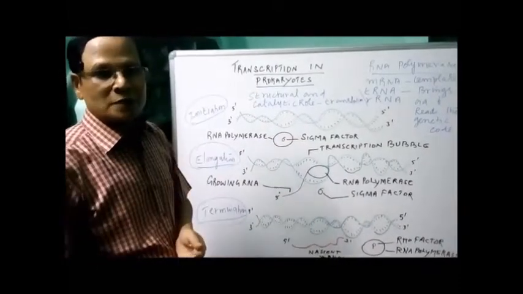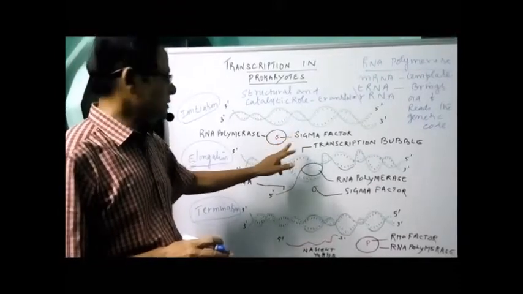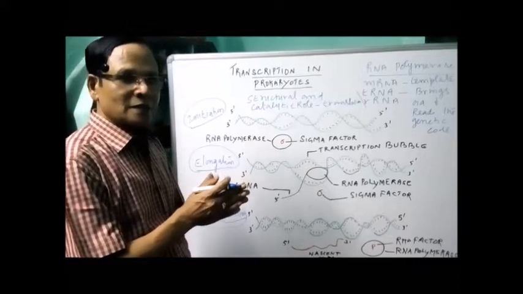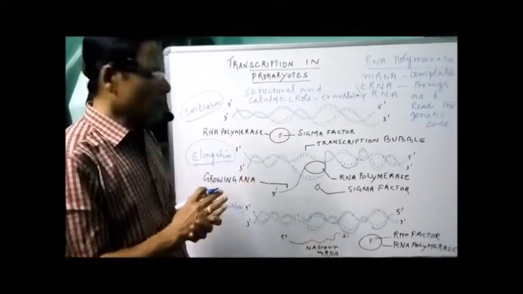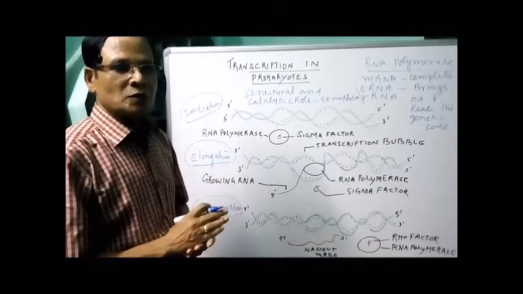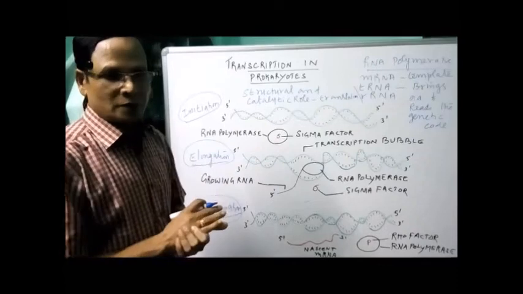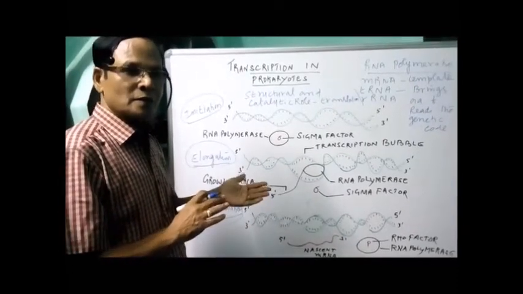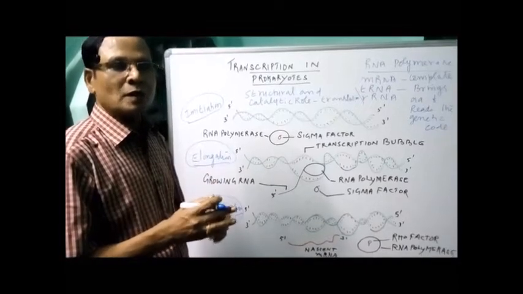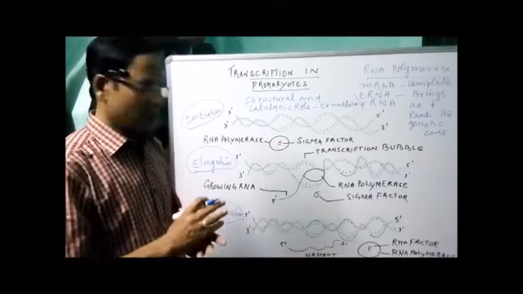Once the process of transcription begins, the sigma factor is no more required, it is released. Now the RNA polymerase causes the elongation of the growing RNA chain by adding the nucleotides one after another, at the 3' carbon atom. The synthesis of RNA occurs only in the 5' to 3' direction. Either transcription or replication, both occur only in the 5' to 3' direction.